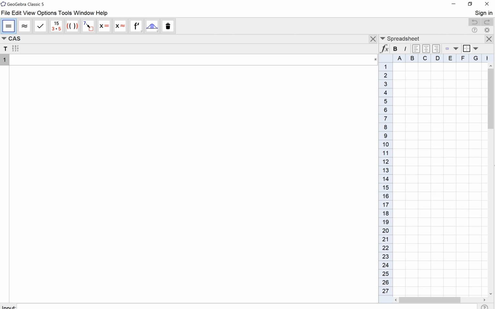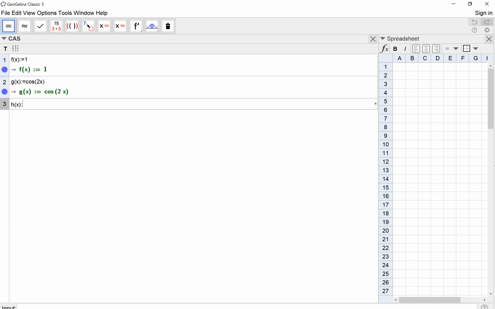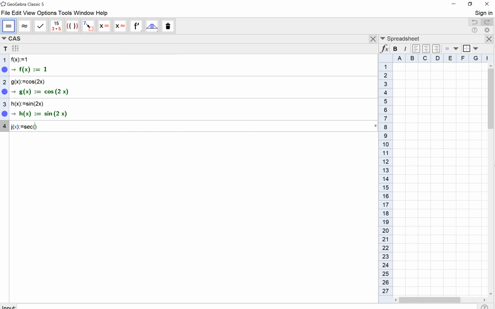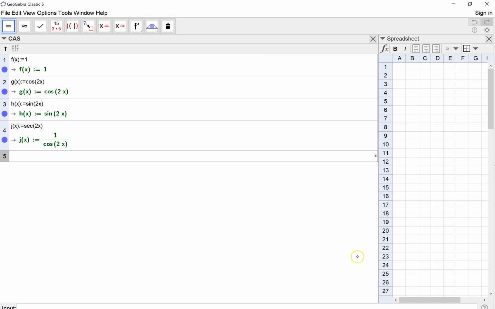Switching over, we'll define our f of x to be just 1, our g of x to be cosine of 2x, and our h of x to be sine of 2x. We also need to define a function for the right-hand side of the non-homogeneous equation. I'll refer to it as j of x, and that is secant of 2x. Now we'll set up the matrices we'll use to solve the system we created with variation of parameters, using Cramer's rule.